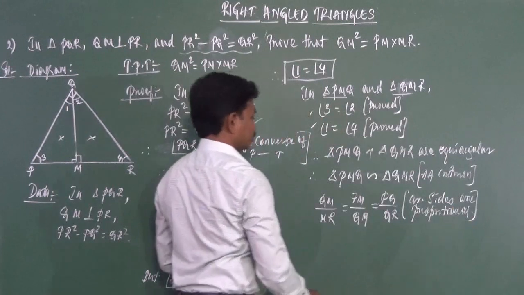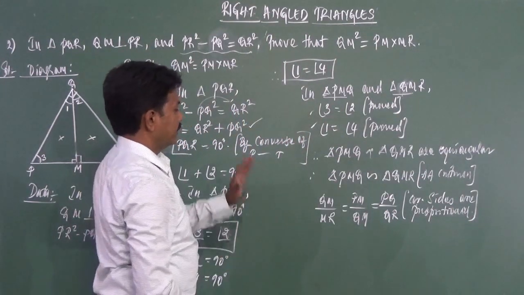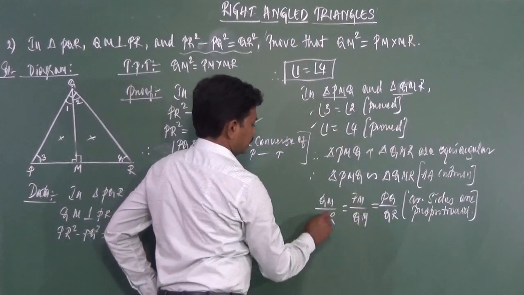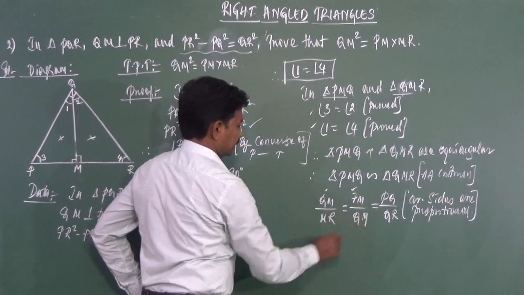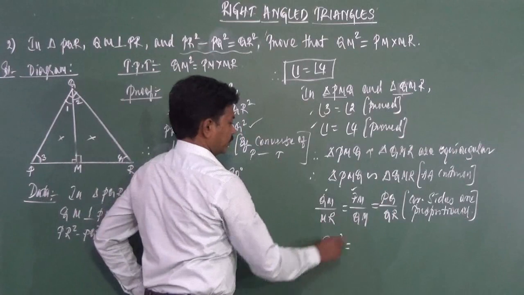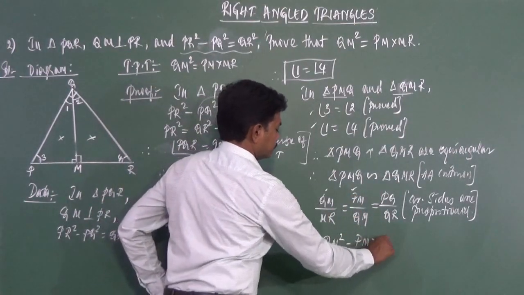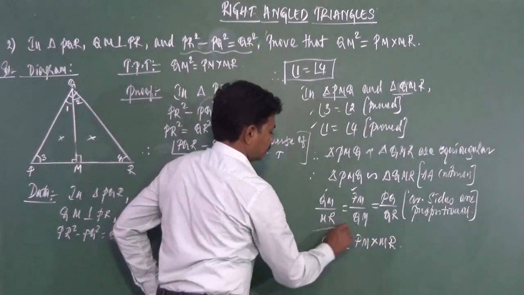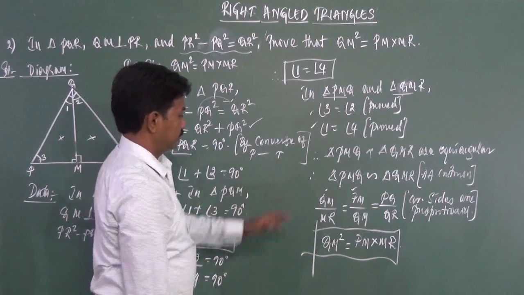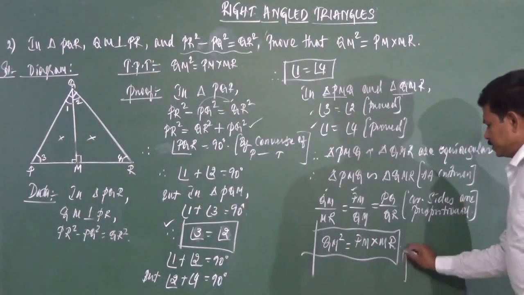Corresponding sides are proportional. So select those two ratios where a thing repeats. Here QM by MR and PM by QM, these two repeat, where QM repeats. So QM into QM is QM square, which is equal to PM into MR. So this is what we had to prove. Yes, it's right. QM square is equal to PM into MR, hence it is proved.